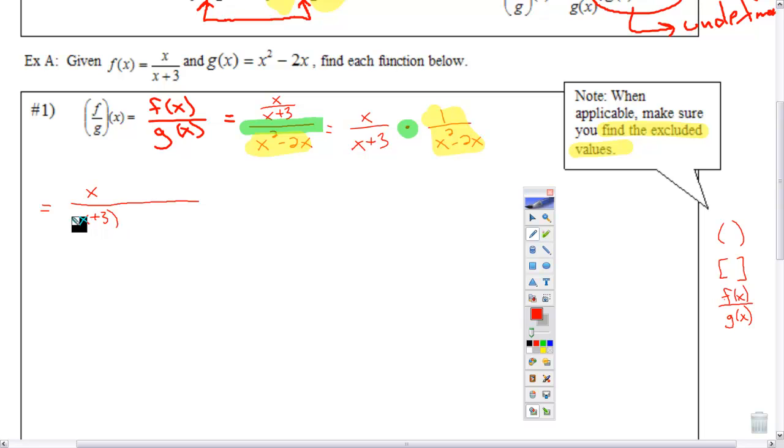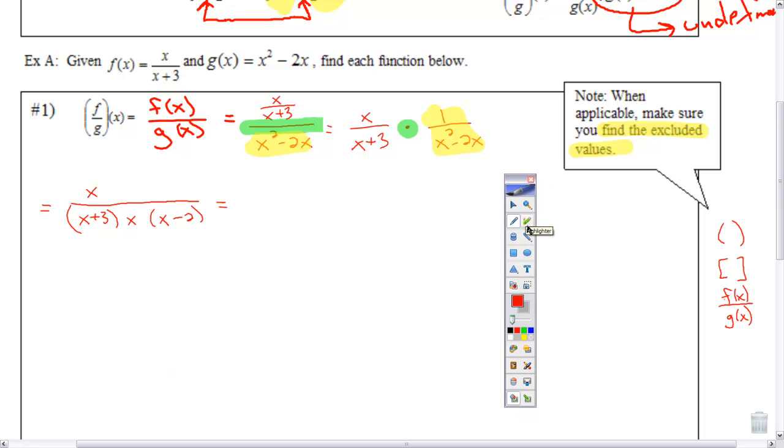I'm going to put that in parentheses because I'm multiplying that by this denominator. This denominator here has a GCF of x, so I can factor that out, leaving me with x minus 2. So this particular problem, it was important to factor. And the reason is we can now cancel an x from the top and the bottom.